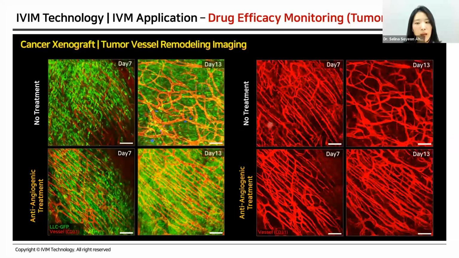In the white area, after drug treatment, the vessel morphology becomes more normalized, that is, less dilated and less branched compared to the control model. So in this way, we can finally validate the in vivo efficacy of anti-angiogenic drug candidates on the tumor vessels.